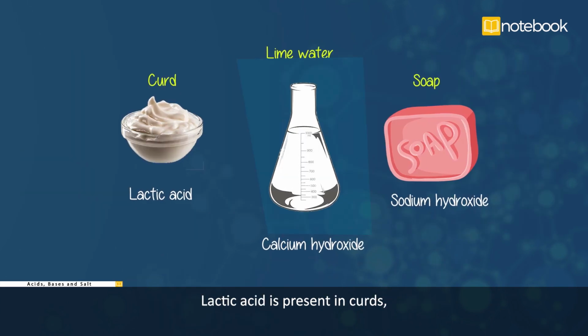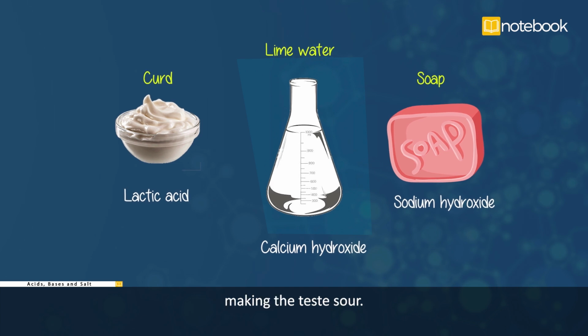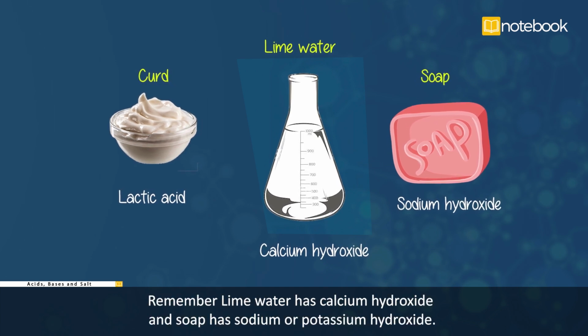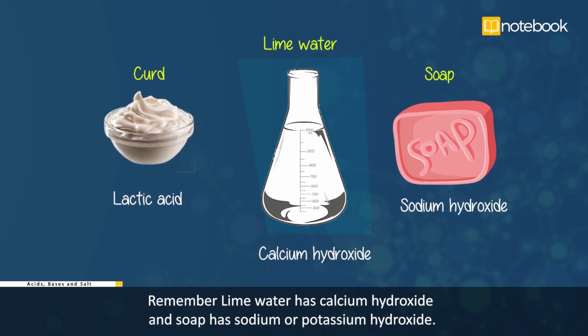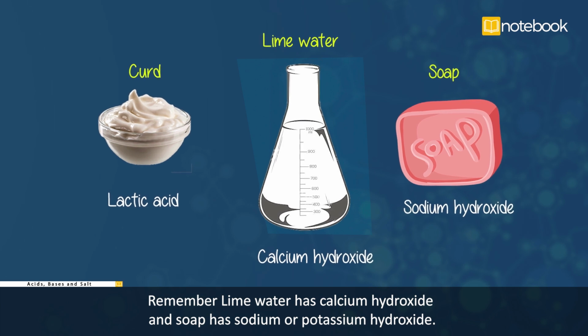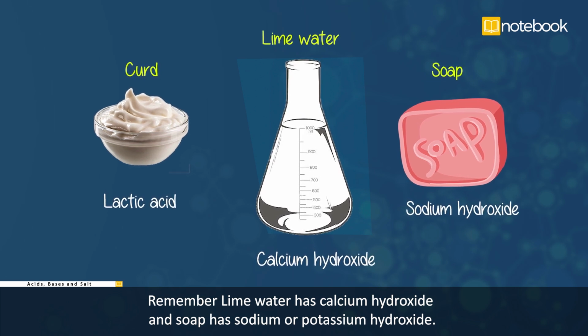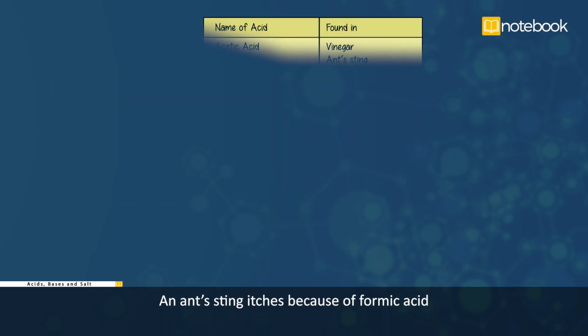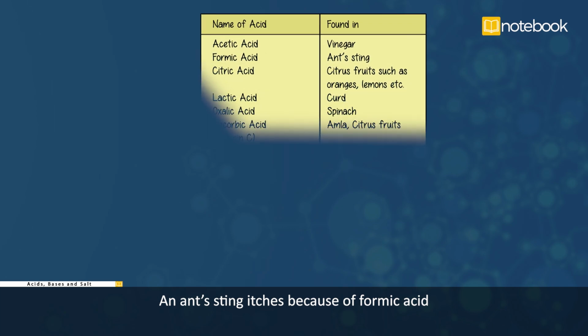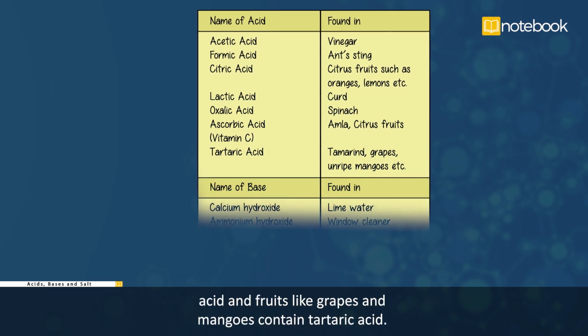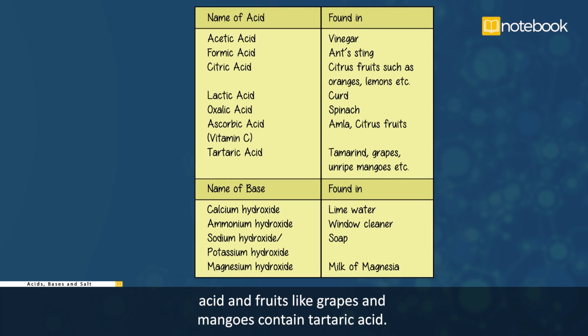Lactic acid is present in curds, making the taste sour. Remember, lime water has calcium hydroxide and soap has sodium or potassium hydroxide. Ants sting itches because of formic acid, and fruits like grapes and mangoes contain tartaric acid.